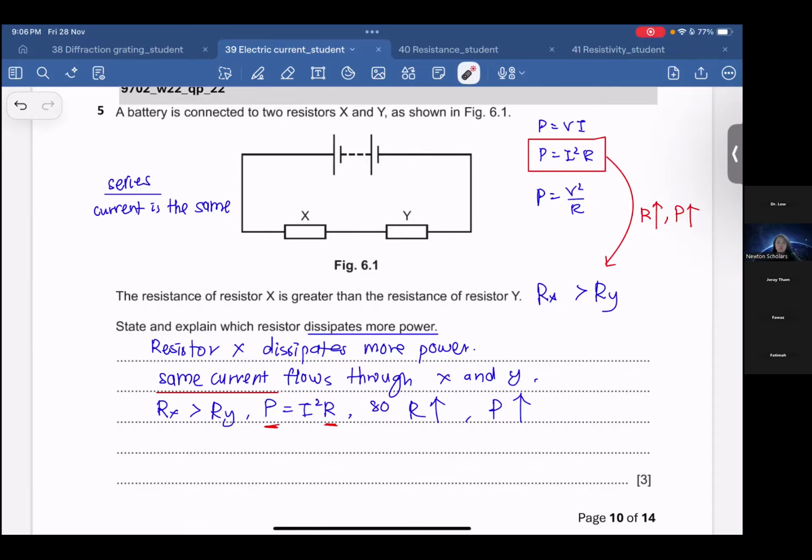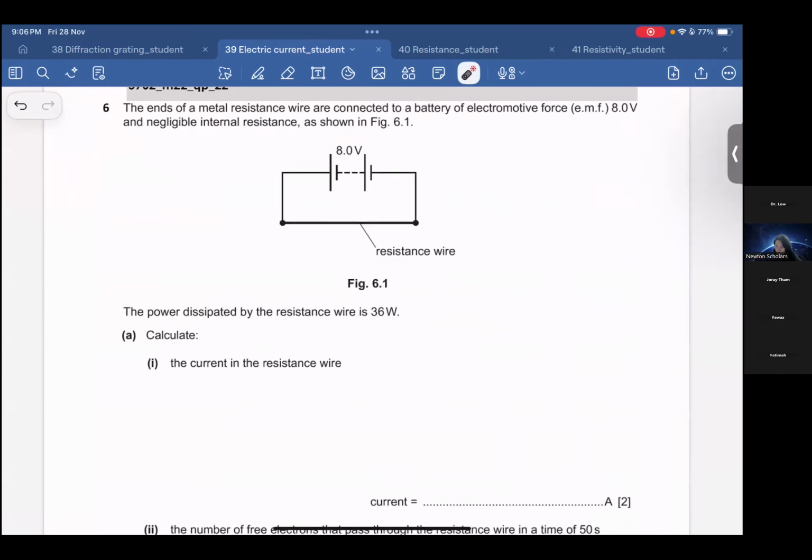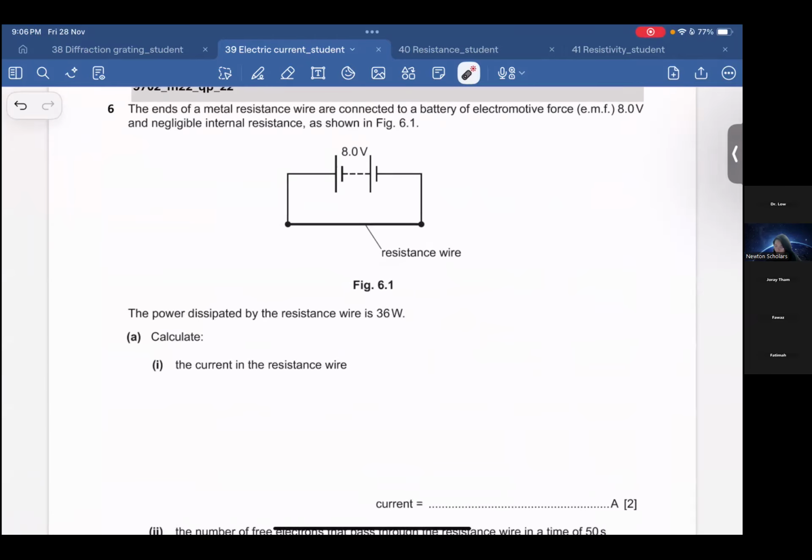Okay, let's go. This is 8.0 V connected to a resistance wire. The power dissipated is 36 watts. What is the current? I give P. Here, what else do we have? V. So you know what formula you're going to use, right? Do the calculation right now and then tell me your answer. P, I, then we got V.